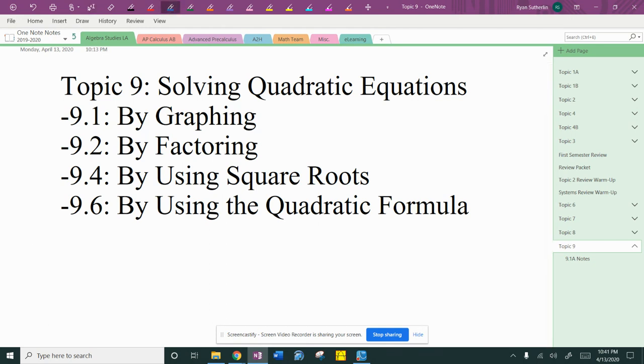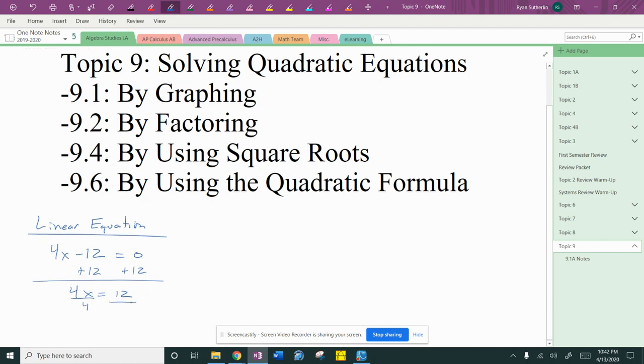But we started this year by solving linear equations. So a linear equation, when we solve that, would look like something like when does 4x minus 12 equal 0? And so we know for linear equations, we add 12 to both sides. We get 4x equals 12, divide by 4, and we get x to be 3.